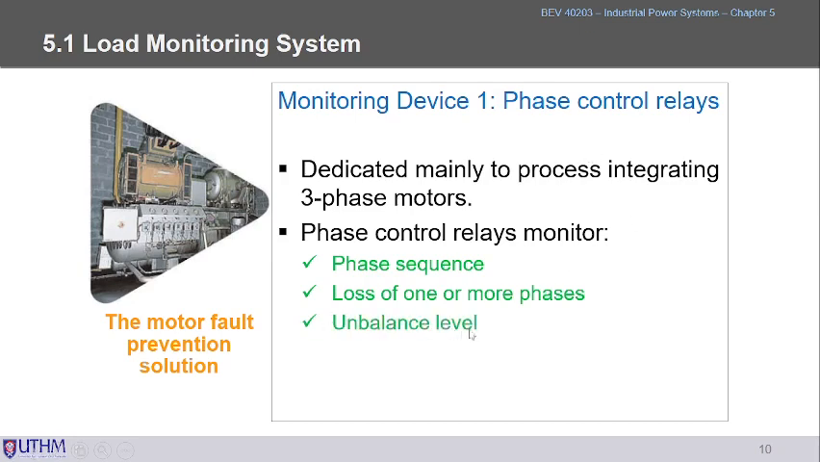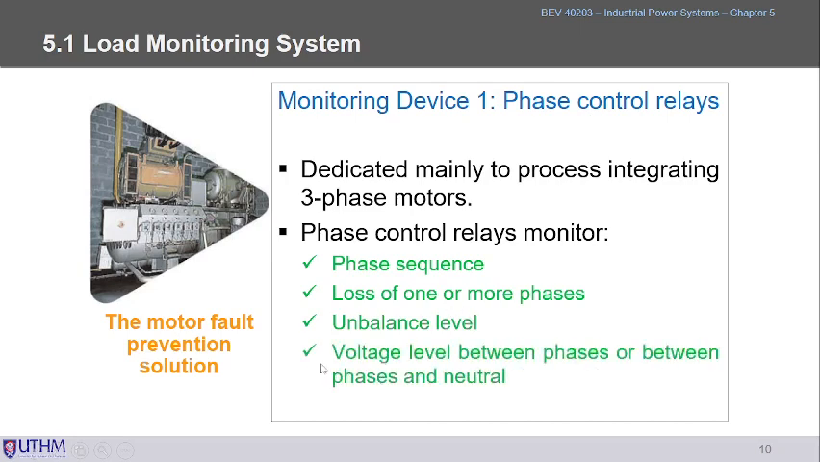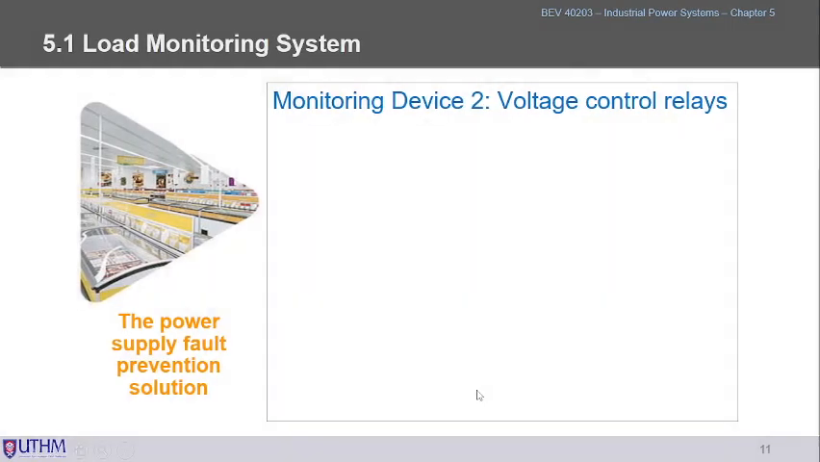Is there any unbalanced level between the phases? Then we can also use this relay. The same goes for the voltage level between the phases, or between the phases and the neutral. Okay, line to line or line to neutral voltage level. If we wish to have a power supply fault prevention solution, then we can look at the voltage control relay. Because at the power supply, we need to control the voltage.